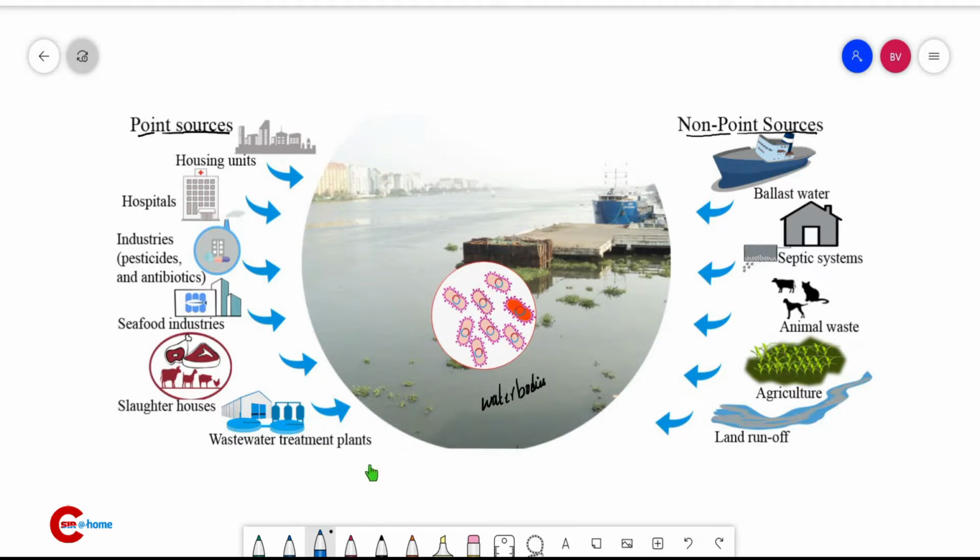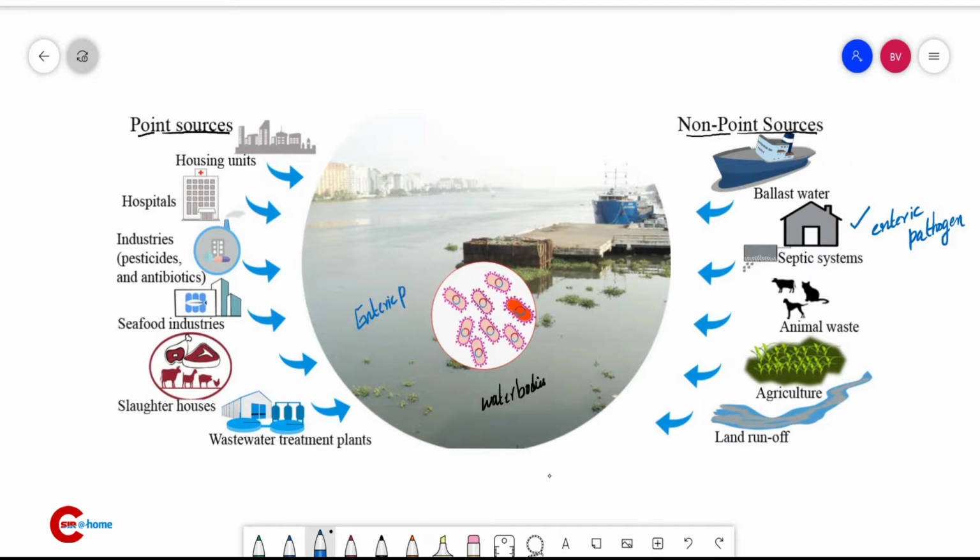Non-point sources include ballast water, the water present inside a ship to balance it. Then the septic system, which is very important. Most of the enteric pathogens come from septic systems. Then animal waste, agriculture, and land runoff. All these pollutants are finally released into our water bodies. That's why it contains enteric pathogens.